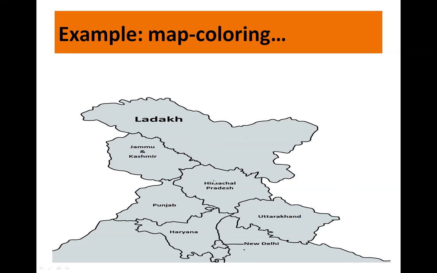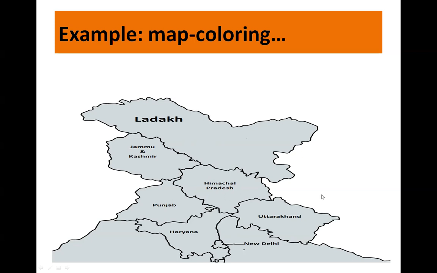If you look at Himachal Pradesh, it is adjacent to Ladakh, Jammu Kashmir, Punjab, Haryana, Uttarakhand. Fine. So when you are coloring all these neighboring states, the color of Himachal Pradesh should not be the same as Jammu Kashmir or Punjab or Haryana or Uttarakhand or Ladakh. It should be different, right?